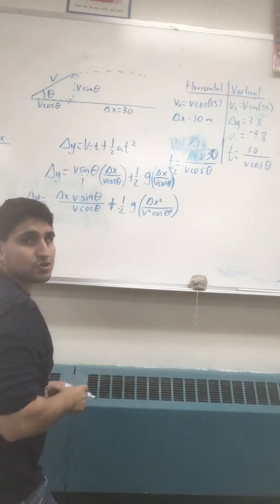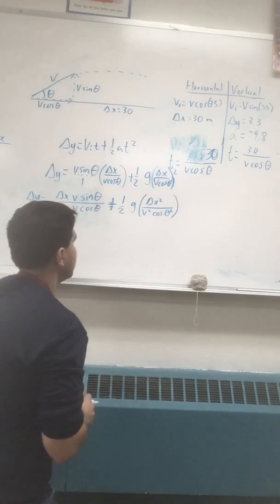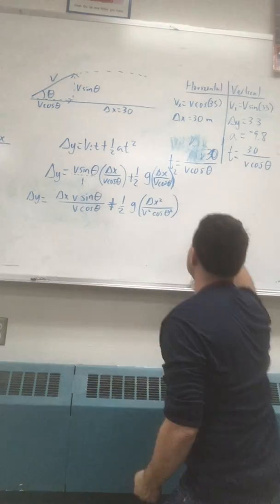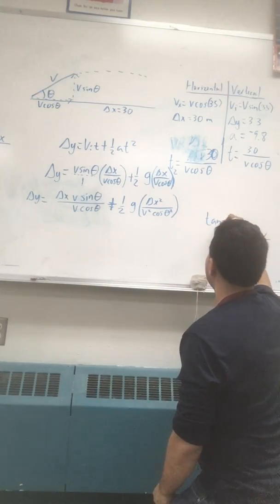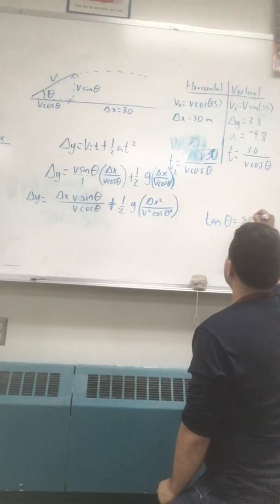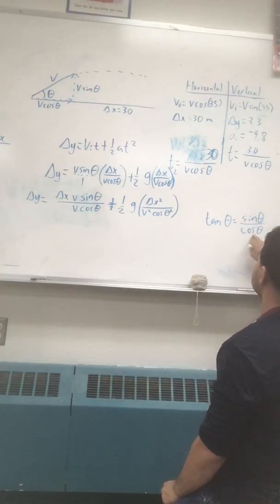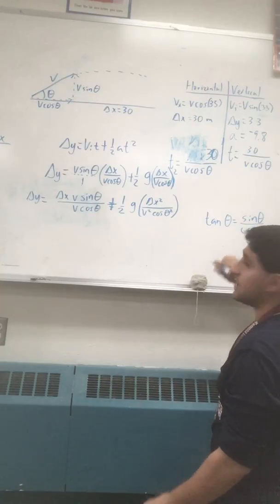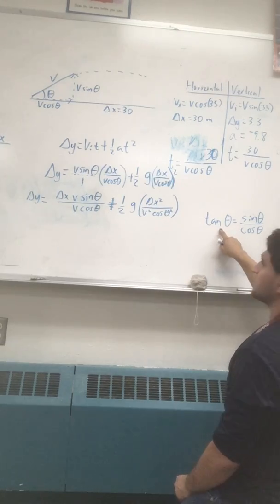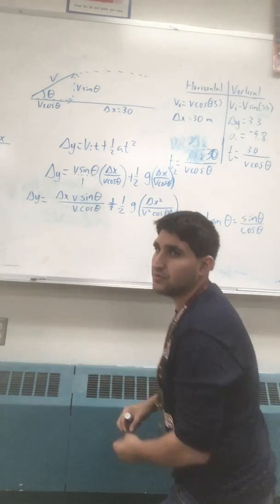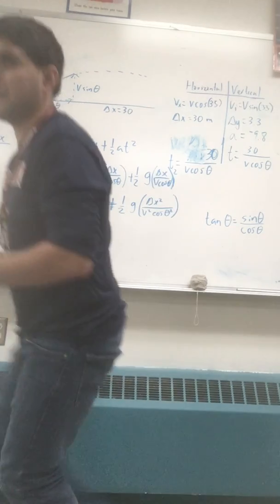There's a trig identity where tangent of the angle is equal to sine of the angle over cosine of the angle. So if I see that in any math problem, I can go ahead and plug that in, which is what I'm going to do over here right now.